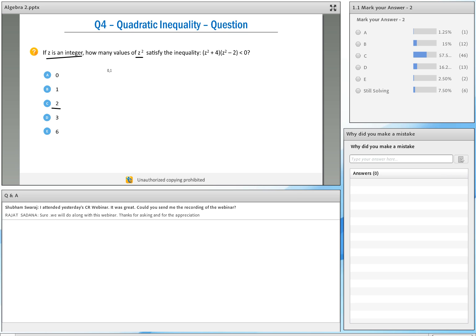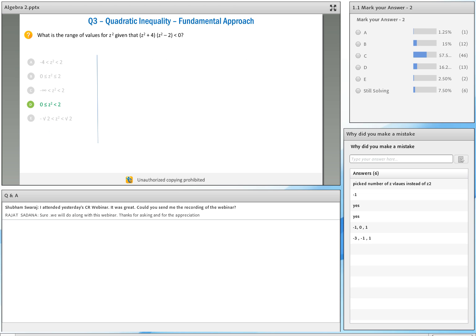Now, for those of you who chose choice D, which is 3 values, why did you get 3 values? Which is the third value that you focused on? You picked the values for Z, and that's why you chose -1. And that would happen if you really don't read the question. How many values of Z square are required, not Z. If there were values of Z, then -1 would have been correct. Again, read the question stem properly.